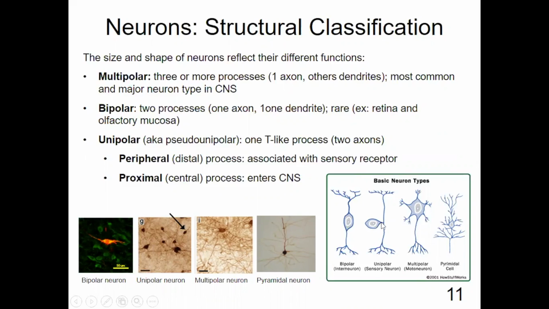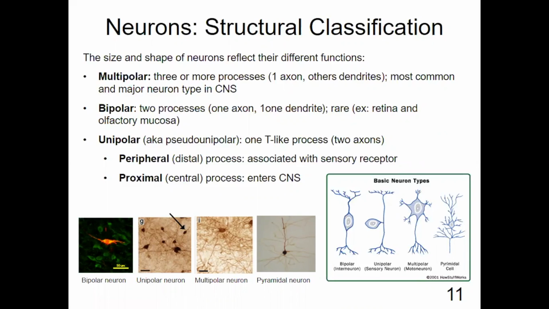Unipolar, uni meaning one, unipolar neurons have one projection coming off of the cell body. So here is the soma or cell body, and here is the one projection. Now this projection is splitting, but they both come from the same part of the soma. So this would be a unipolar neuron. We have many multipolar neurons. Multipolar neurons have several projections coming off of the cell body. So here you see 6 different projections coming off of the cell body.